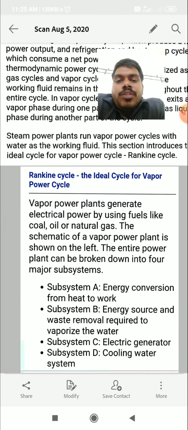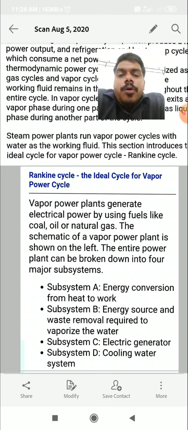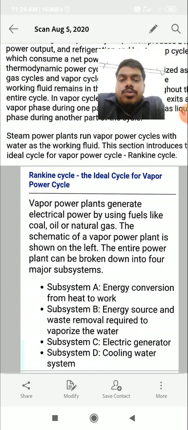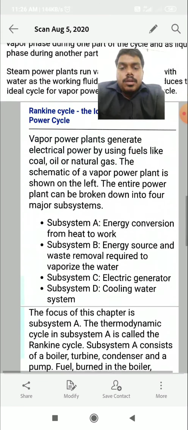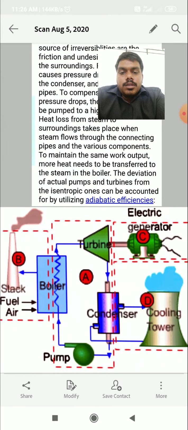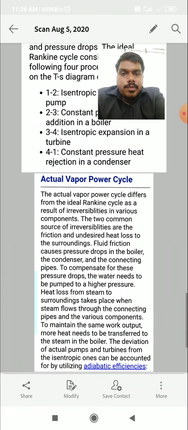Okay, so this is the Rankine cycle, how the cycle flows in thermal power plants. We can denote it through the Rankine cycle, the ideal cycle for a vapor power cycle. Vapor power plants generate electrical energy by using fuels like coal, oil, natural gas. So this is the thermal power plant: fuel, stack, pump, cooling tower, condenser, electric motor, turbine. In between there is a section A. We will be focusing on section A only.